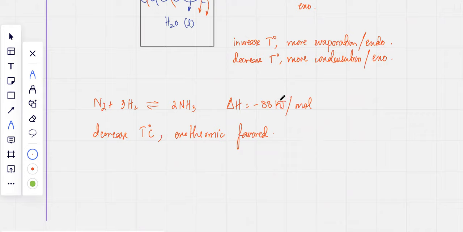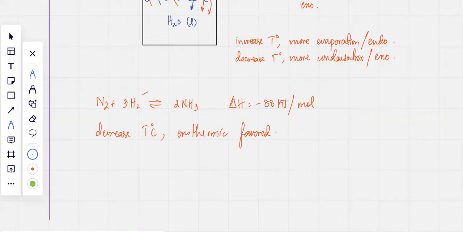And since the forward reaction is given as minus 88, the enthalpy change is always for the forward reaction. That means that the forward is the one that's exo. So that means the forward reaction is going to be favored. Is this clear?